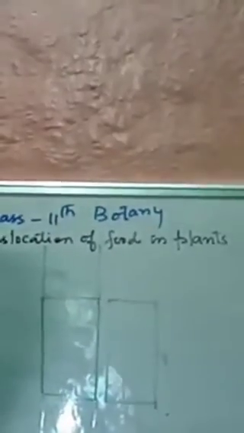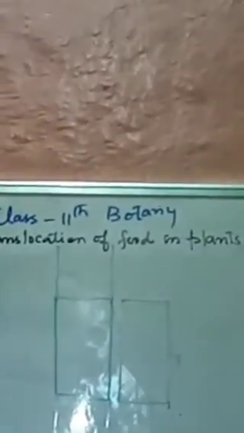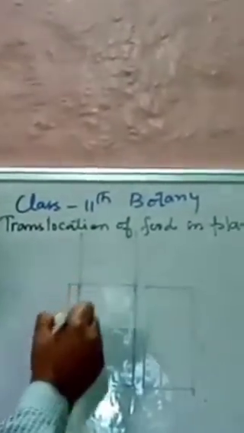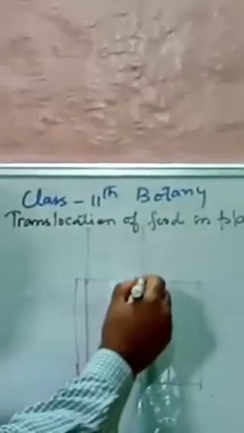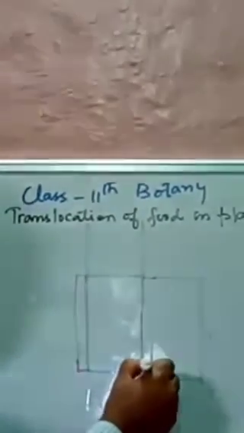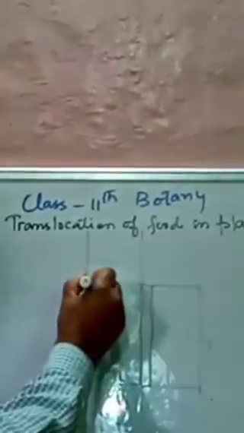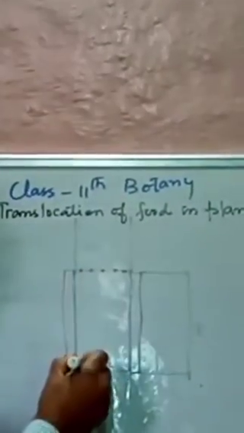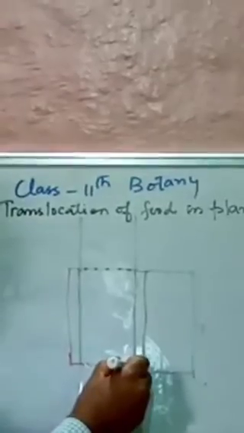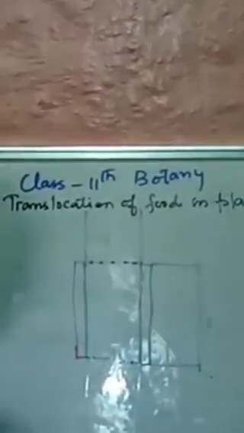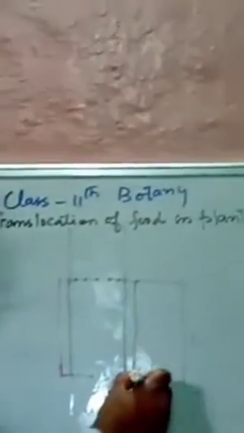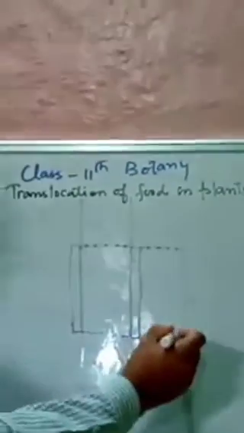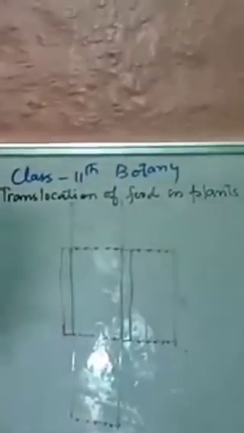See here, this is what we call a companion cell of this cell. This is the companion cell of this. Now this is perforated, this is perforated, this too is perforated. This is called a sieve plate.